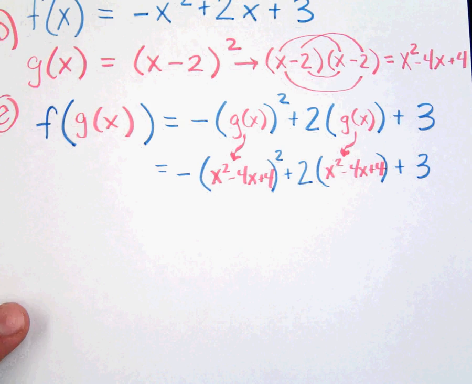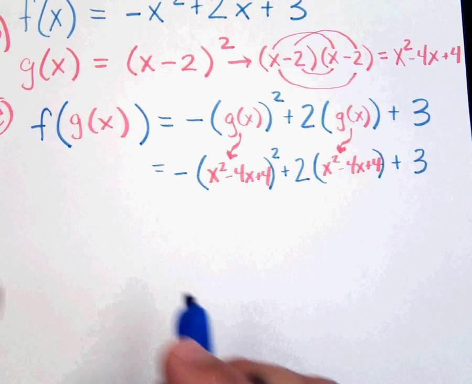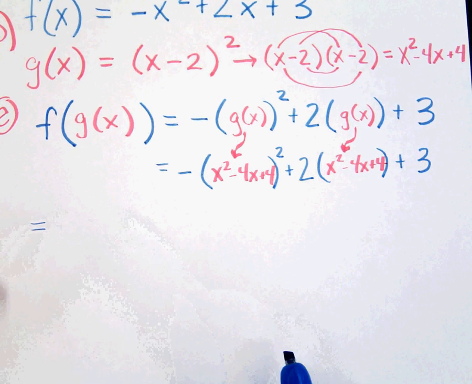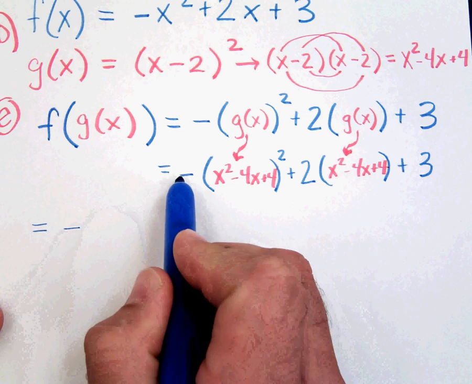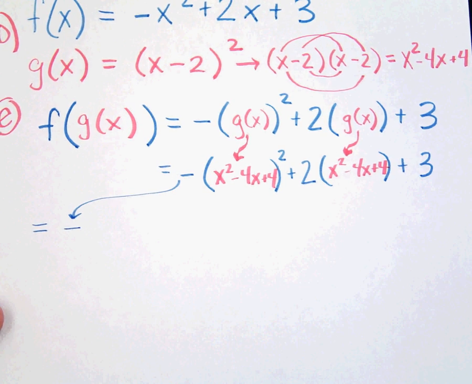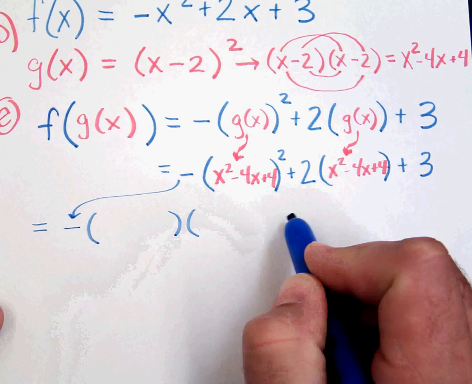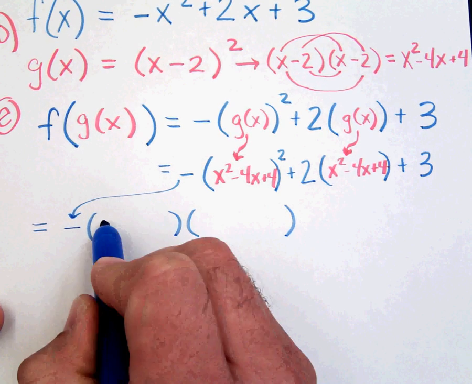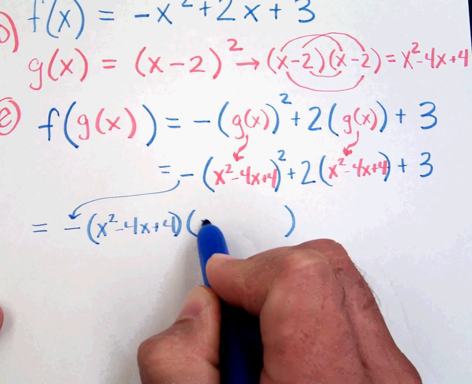All right, to remove all the parentheses, what we need to do again is expand this, and we're going to use the definition of what squaring means. We have the negative sign out front. That just sort of stays there for now. But to square any quantity means to take that quantity times itself. So we're going to do x squared minus 4x plus 4 times itself.